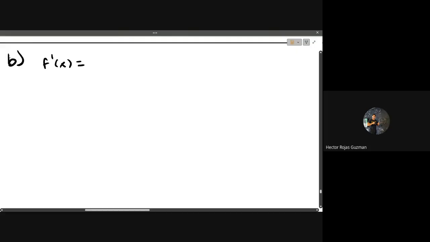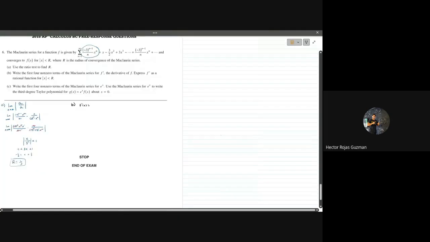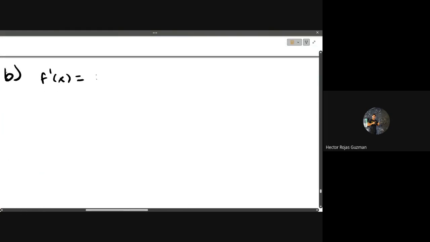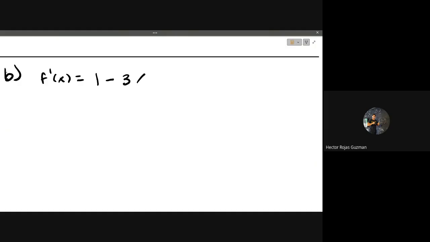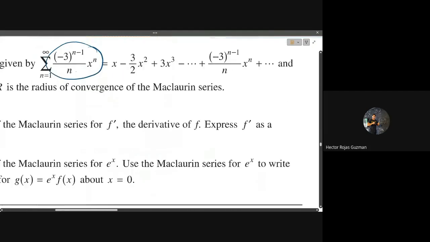The derivative of x, whoa, it's 1. The next term is negative 3/2 x squared. The derivative would be negative 3x. The next one would be 9x squared. But you have to go and find the fourth term and then get the derivative because they don't give you that. So let me go up on top and get the fourth term.